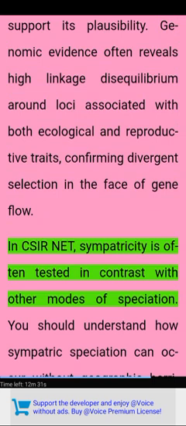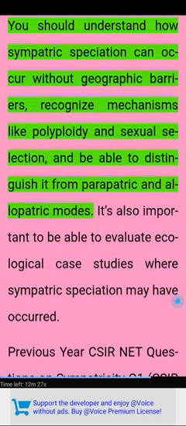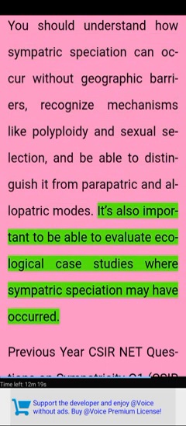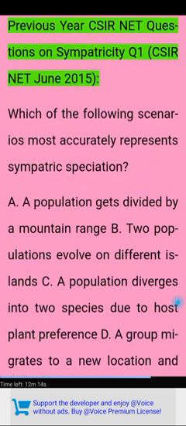In CSIR-NET, sympatricity is often tested in contrast with other modes of speciation. You should understand how sympatric speciation can occur without geographic barriers, recognize mechanisms like polyploidy and sexual selection, and be able to distinguish it from parapatric and allopatric modes. It's also important to be able to evaluate ecological case studies where sympatric speciation may have occurred.